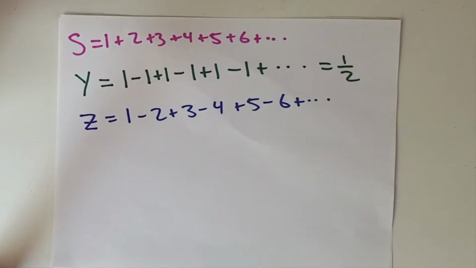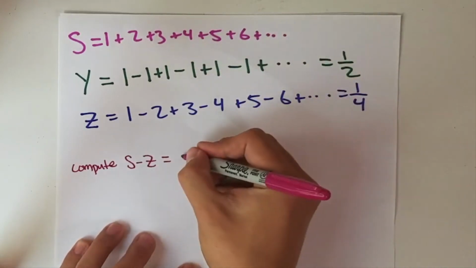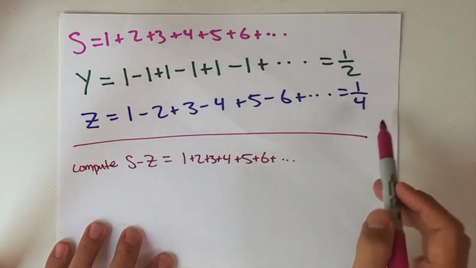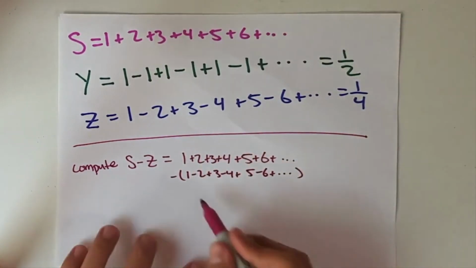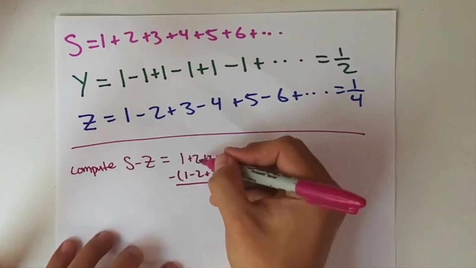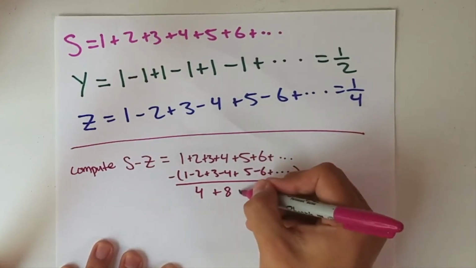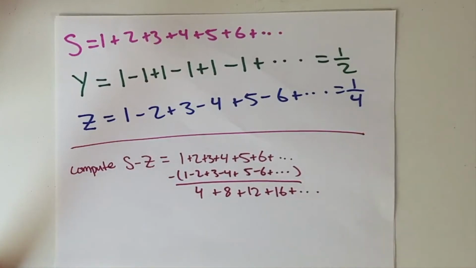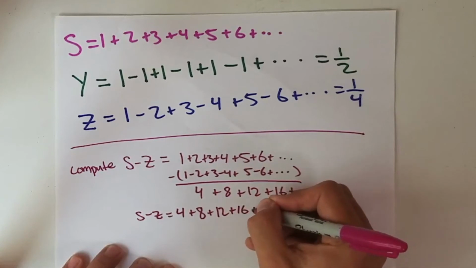Now we know what Y and Z equal, we can compute what S equals. To do this, we will compute S minus Z. So we have 1 plus 2 plus 3 plus 4, etc., minus 1 minus 2 plus 3 minus 4 plus, etc. So we will see that 1 minus 1 is 0, 2 plus 2 is 4, 3 minus 3 is 0, 4 plus 4 is 8, and so on. So now we have S minus Z equals 4 plus 8 plus 12 plus, etc.